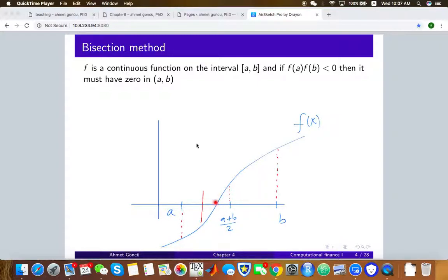So we will continue to take our midpoints until we satisfy some stopping criteria that we'll introduce in the next few slides. This is the main idea in the bisection algorithm, and the next thing is trying to implement this and code this in MATLAB.